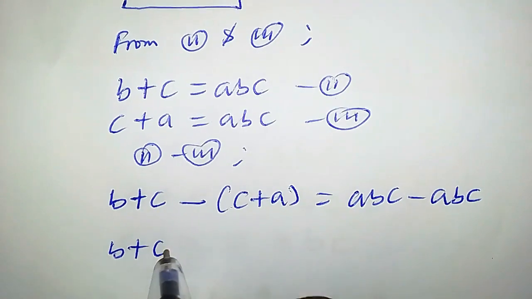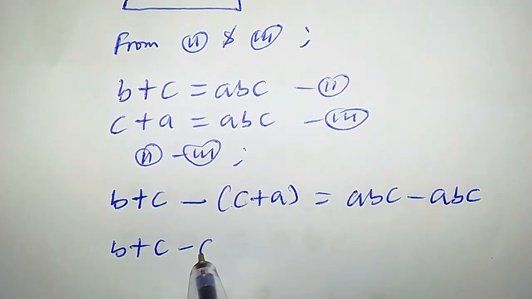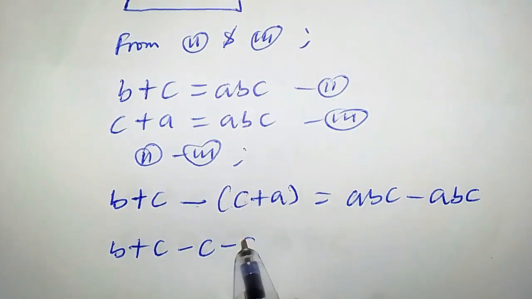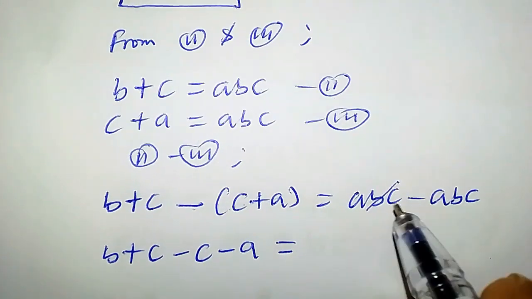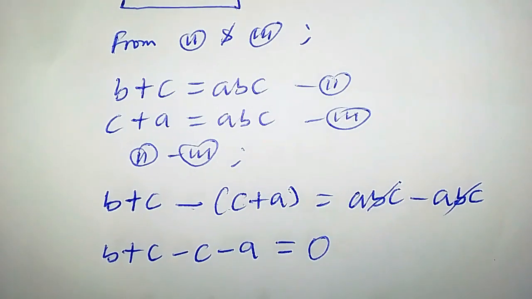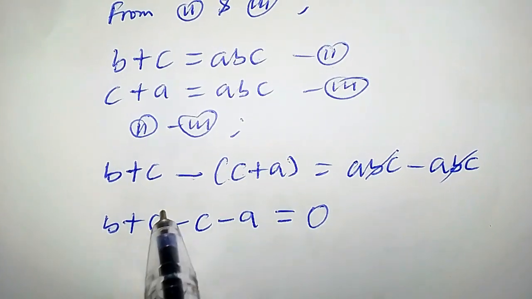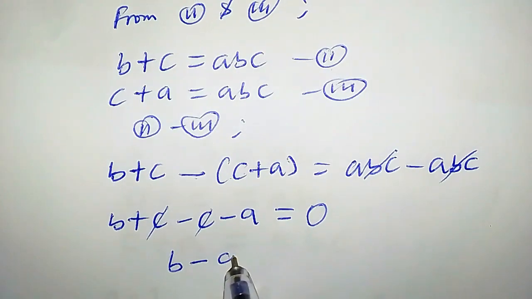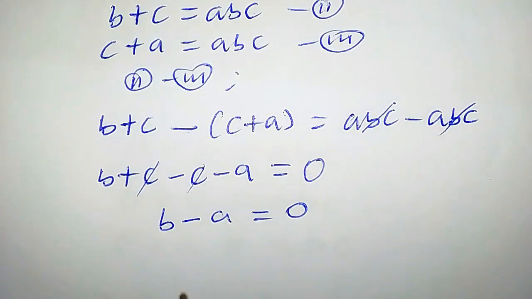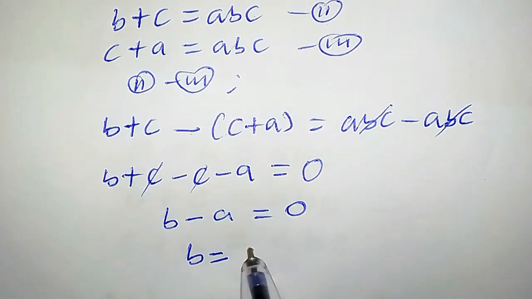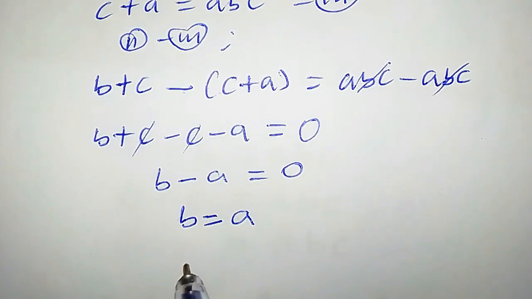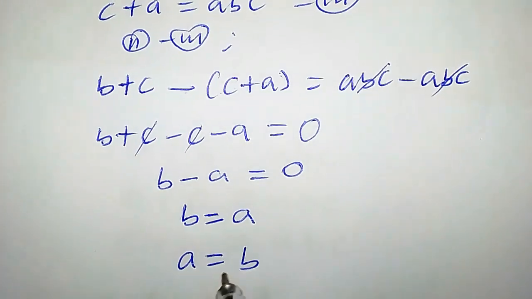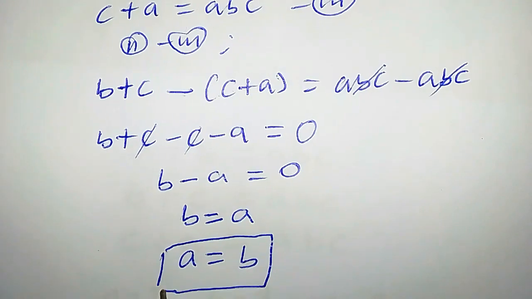So b + c, minus times c is minus c, minus times a is negative a, equals abc minus abc, so we have 0. Of course, c minus c is 0, so we are left with b minus a equals 0, which implies that b is equal to a. So this is the same thing as a is equal to b. Let's take note of this also.